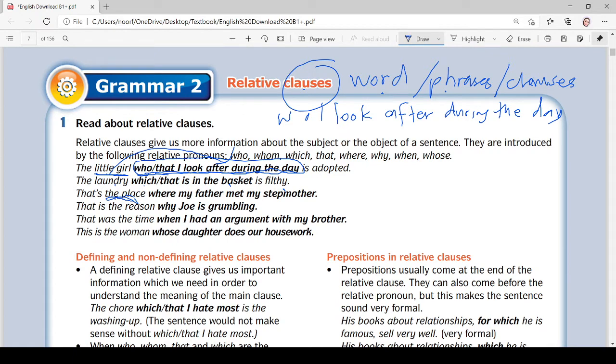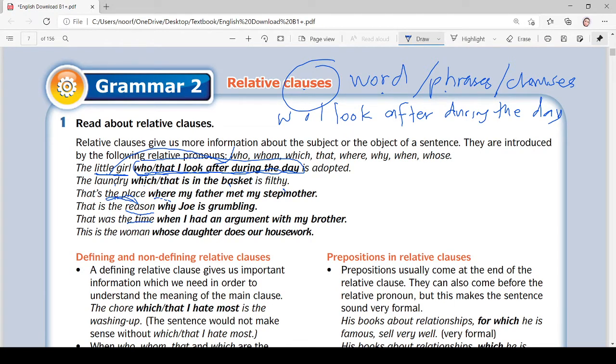My father met my stepmother. Tapi bila nak cakap lebih lagi, where my father met my stepmother. Okay. That is the reason why Joe is grumbling. Kita refer kepada reason. That was the time when I had an argument with my brother. Refer kepada the time.